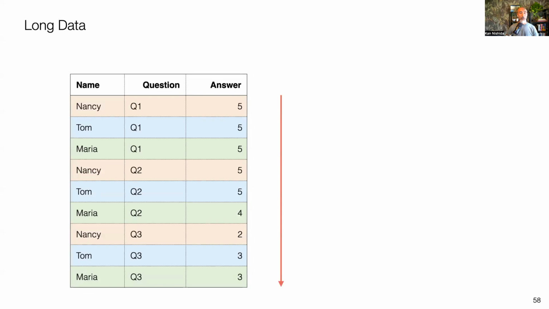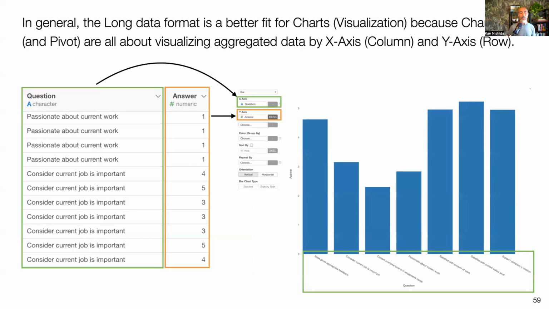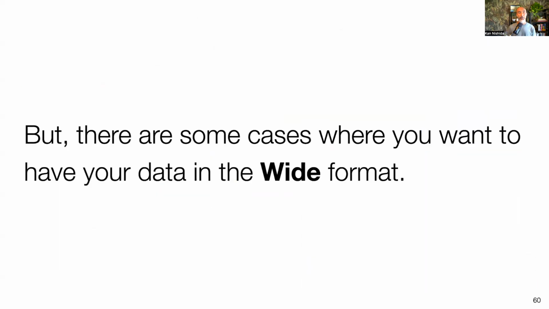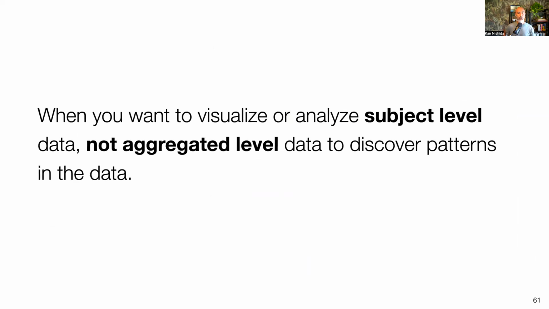Okay, and then the more questions coming in, the more people's data coming in, the longer the data becomes. And then from here, I want to visualize it to see what is the average score of each question, right? Then you can assign the question to the x-axis, answer to the y-axis, and then select the mean or average. But there's a little bit of a problem here, which is when you want to visualize or analyze subject-level data, not aggregate-level data, to discover patterns in data, that format actually doesn't really help.